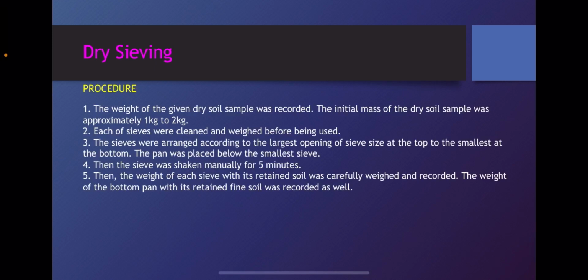So the procedure is, first, the weight of the given dry soil sample was recorded. The initial mass of the dry soil sample was approximately 1 kilogram to 2 kilograms. Each sieve was cleaned and weighed before being used. The sieves were arranged with the largest opening of sieve size at the top to the smallest at the bottom. The pan was placed below the smallest sieve at the bottom.